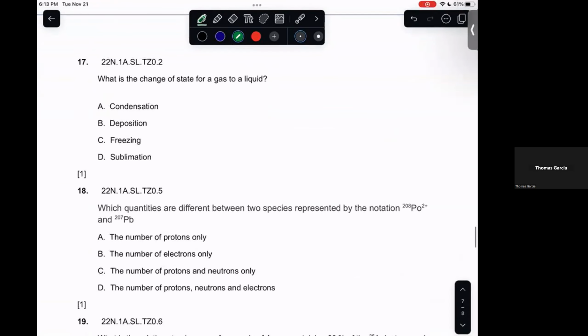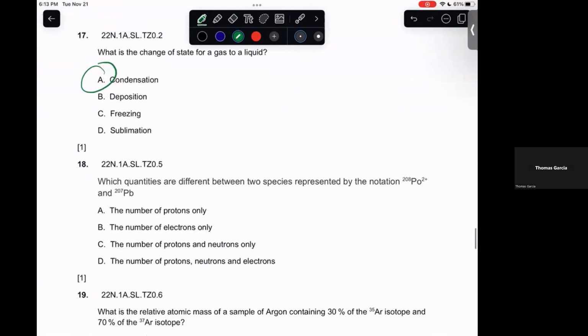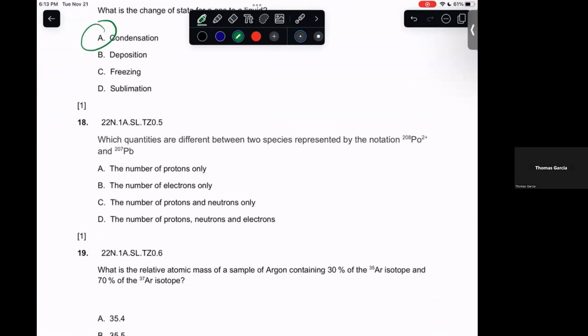What is the change of state from a gas to liquid? That is called condensation, like condensation on the outside of a glass, where the water in the air cools down and turns into liquid.